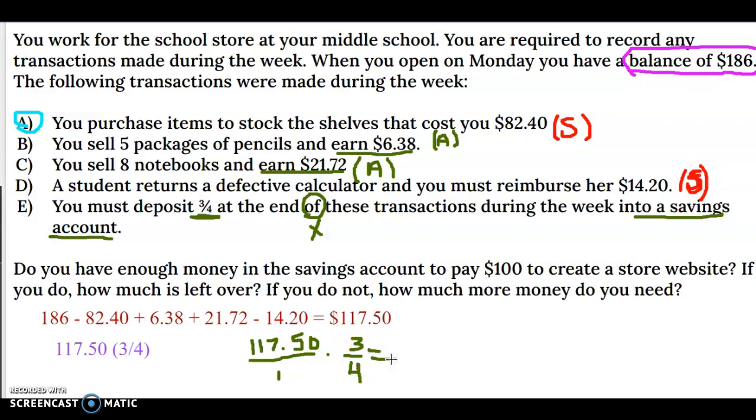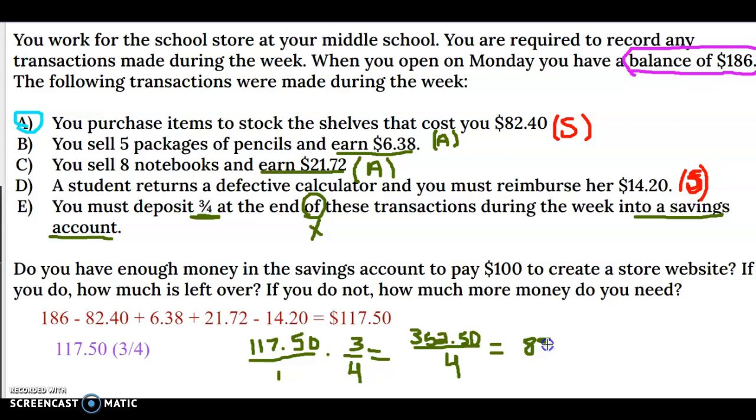And 117.5, calculator please, times 3 is equal to 352.50. So I'm going to put that on the top. Because remember, you're multiplying straight across. And then on the bottom, we have 1 times 4, which is 4. So now in your calculator, you're just going to take $352.50 and divide it by 4 to get the value 88.125. Well, our change is never $88.125. That wouldn't make any sense.